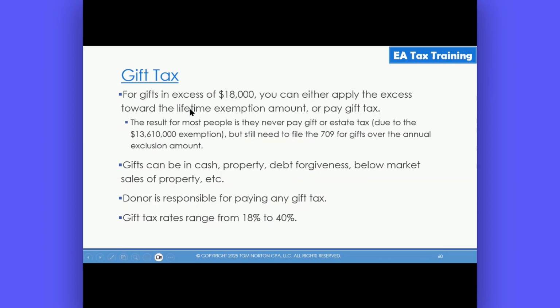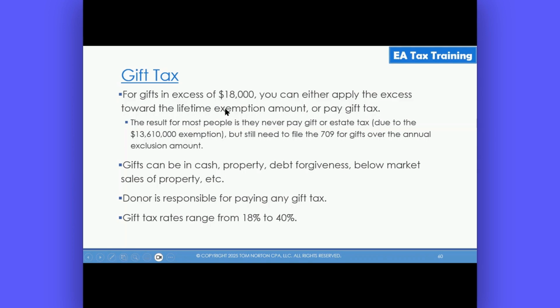For those gifts in excess of $18,000, you have a choice. You can either pay the gift tax, or you can apply the excess against your lifetime exemption. So you've got that 13 plus million dollar exemption. So this is what most people do.